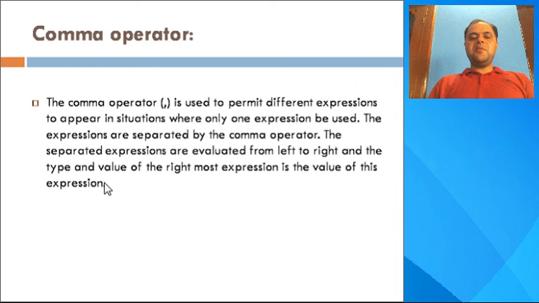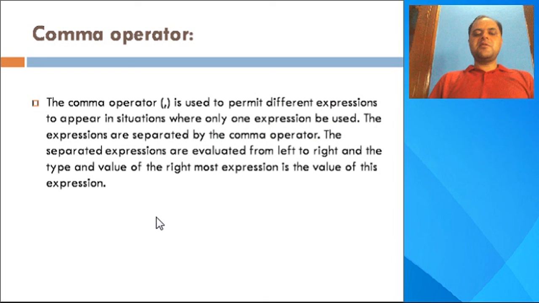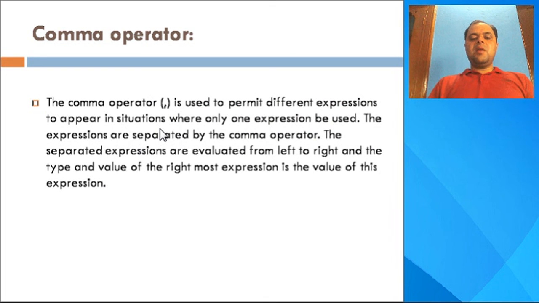Next is the comma operator. When we have many expressions and we have to write them in a single statement, we will separate these expressions using a comma. So the use of comma is to separate different expressions. The comma operator is used to permit different expressions to appear in a situation where only one expression is used. So in a single expression, we combine different expressions using comma. The expressions are separated by the comma operator.